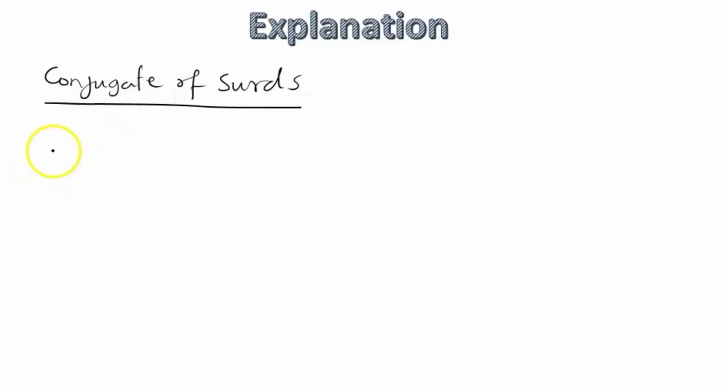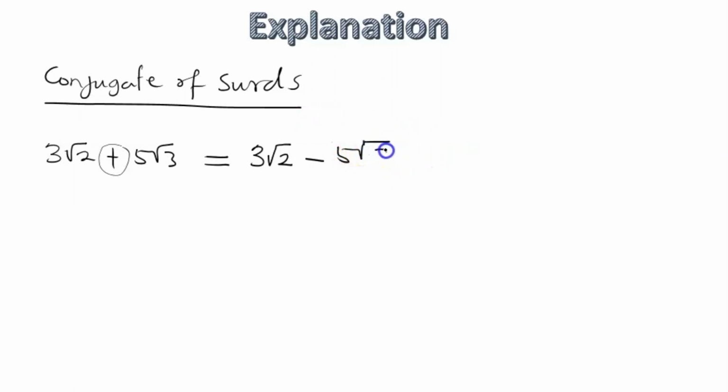Now, for example, if I have 3 root 2 added to 5 root 3, and I'm looking for the conjugate of this, all I need to do is check the sign in between. I can see clearly that the sign in between is positive, so all I need to do is change that sign to negative. So I have 3 root 2 minus 5 root 3. This is the conjugate of this.